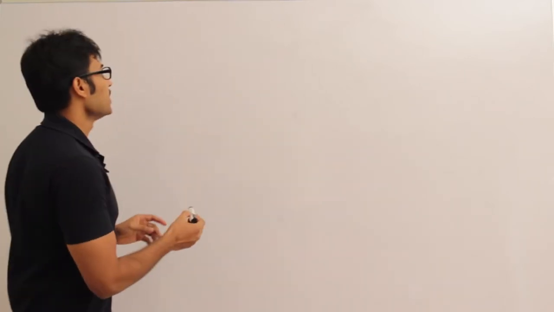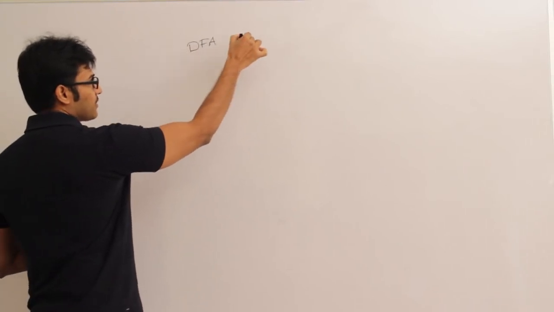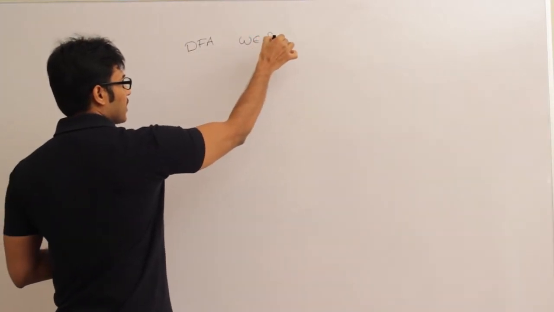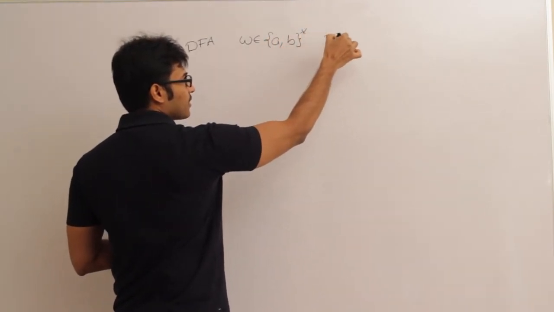Now we shall see one more problem which is just an extension of the previous problem. We have to count the number of A's and the number of B's. Previously we did it for mod 2 and mod 3. Let us say I have to draw a DFA.